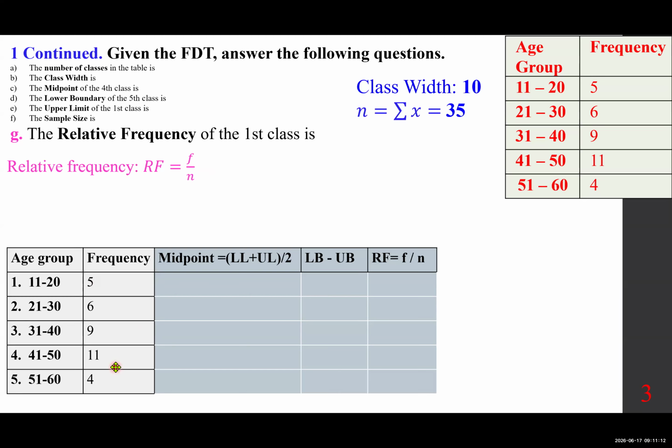And of course, it depends how they want it. They want it in the form of a fraction or a percentage and so forth. So obviously, if I want this for any class, I'm going to pick the number and divide it by the total size. We already have, and I'm going to remind you, here's the group, here's the class width, here's the n. Therefore, F over n for this one would be 5 over 35, this one 6 over 35, 9 over 35, 11 over 35, 4 over 35, and you simplify.